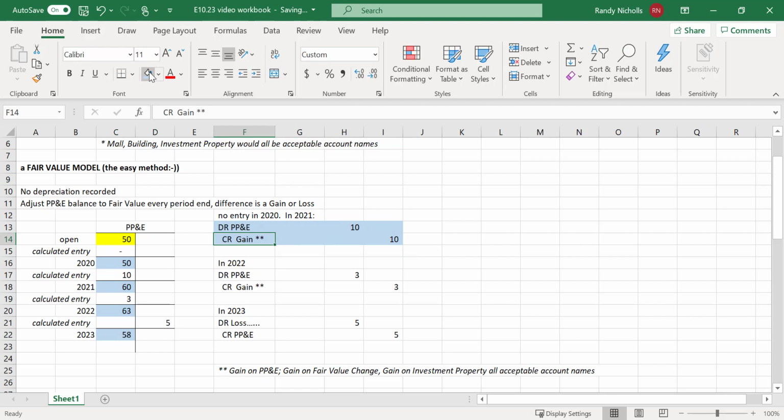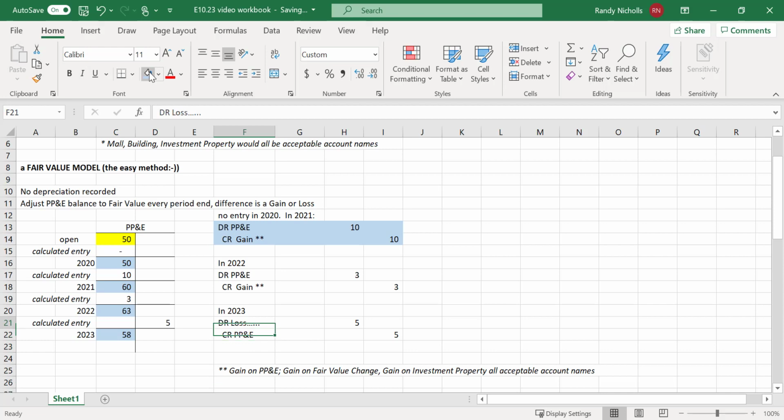And the credit is to a gain. The offsetting account here, gain, loss, whatever. Titles I'm not too fussy about, and if you just use the word gain, that is fine, but gain on PP&E, gain on fair value change, gain on investment property, those would all be acceptable account names, as well as a number of others, as long as it properly describes the transaction. And again, I think easiest is just say gain.